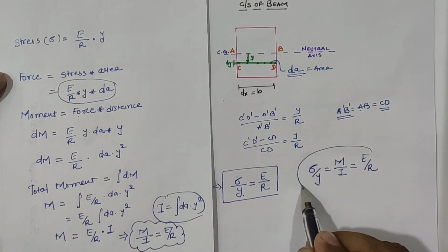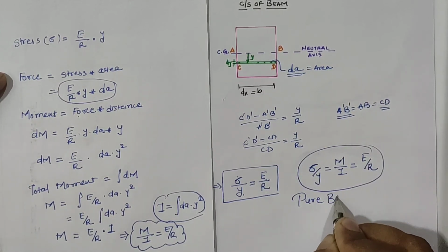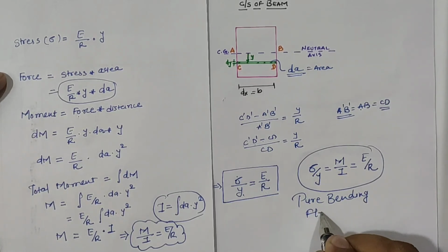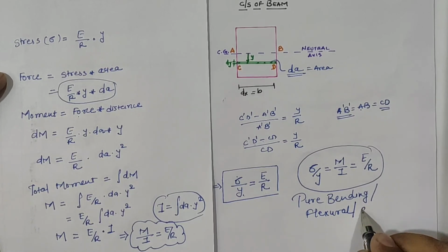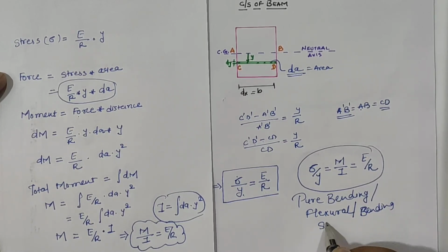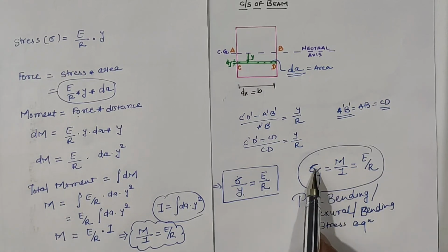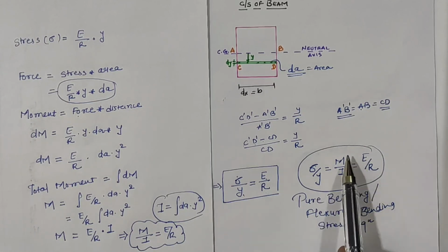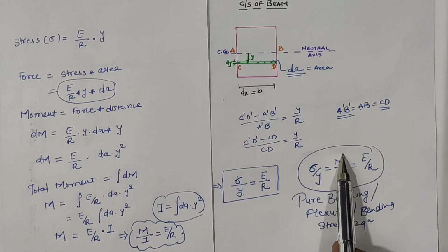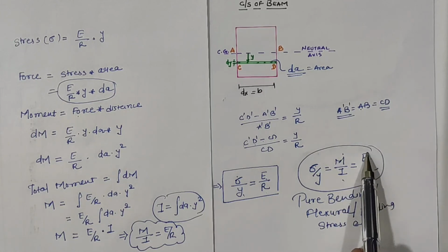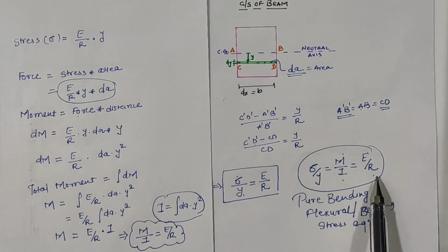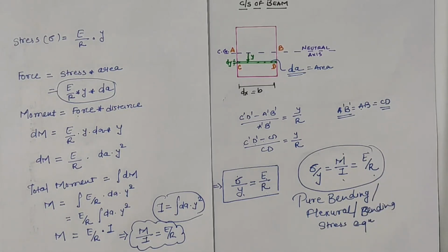This equation is known as the bending stress equation or pure bending equation, which can be used for calculation of flexural strength of the given beam, where sigma is known as the bending stress, y is the extreme fiber distance from the neutral axis, M is the maximum moment of the loaded beam, and I is the moment of inertia of the cross section of the beam, capital E is the modulus of elasticity of the given beam, and R is the radius of curvature of the bending curve after the loading.